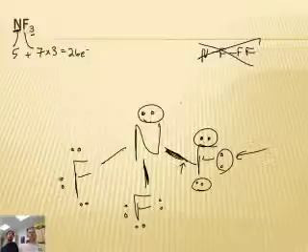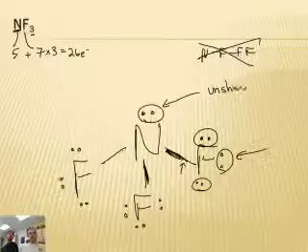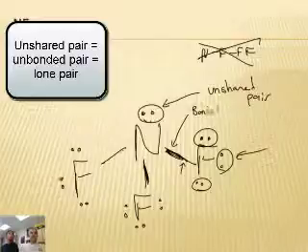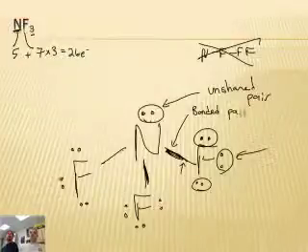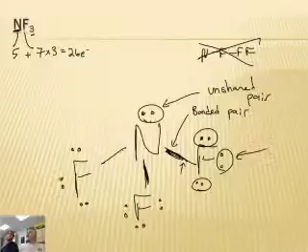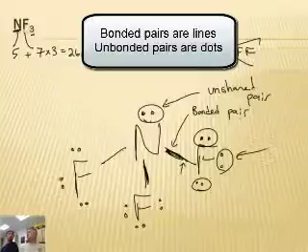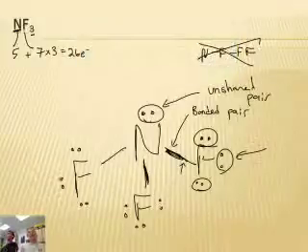By the way, these electrons are called what? Unbonded pairs. Unshared pairs, I think. We're saying the same thing. In older textbooks, you might see them called a lone pair. And this is a bonded pair. It's a lot of names, but the bonded pairs are lines. Unshared pairs are dots on the central atom, or on the outside atoms, too. But the ones you really care about are on the central atom.